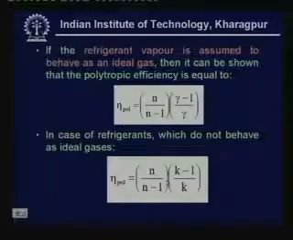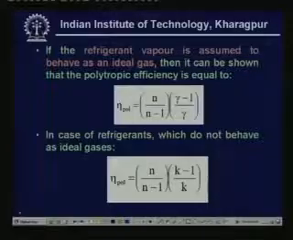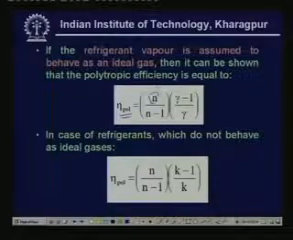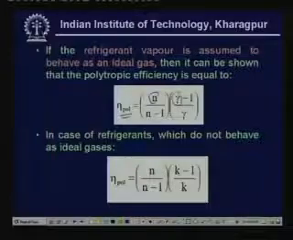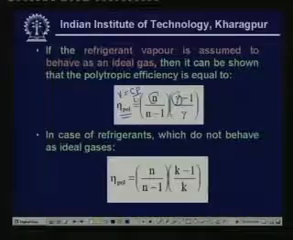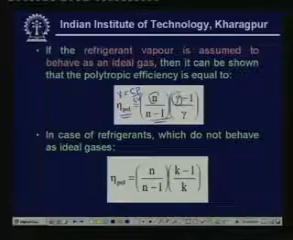And if the refrigerant vapor is assumed to behave as an ideal gas, then it can be shown that the polytropic efficiency is equal to this expression. So under the assumption that the refrigerant is behaving as an ideal gas, we can get a very simple expression for the polytropic efficiency in terms of the index n and gamma, and gamma, as you know, is the specific heat ratio Cp by Cv. So this equation is valid only for ideal gases.